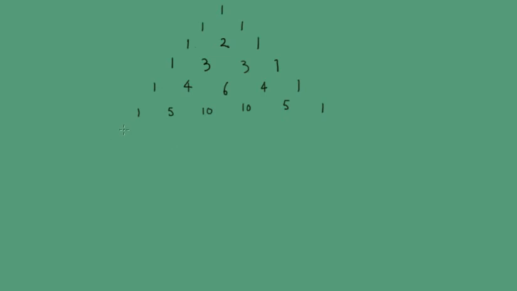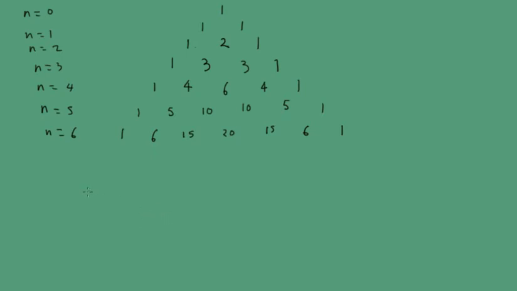And we can do another: 1, 6, 15, 20, 15, 6, and 1. You can see that these numbers are going to very quickly get quite big. We can correspond this so that this line is n equals 0, then n equals 1, n equals 2, n equals 3, n equals 4, n equals 5, and n equals 6.